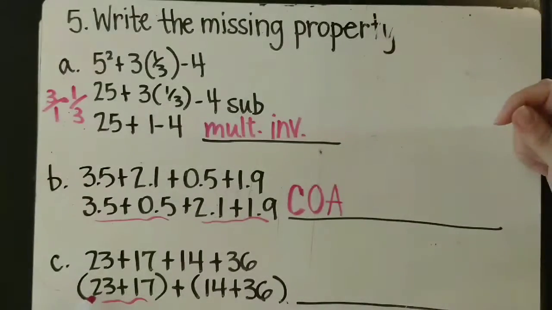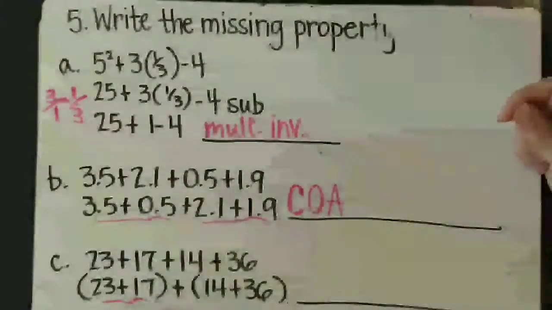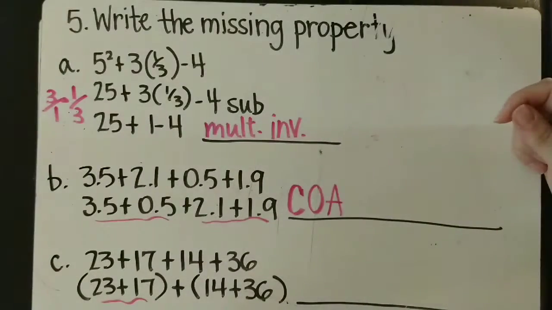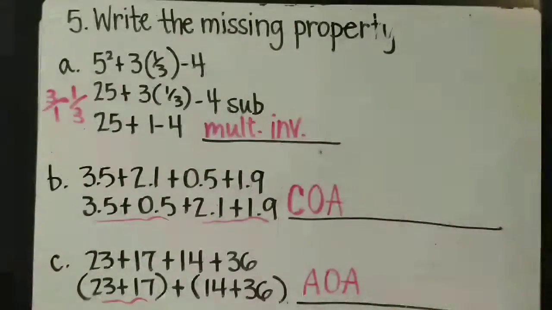So if you add 23 and 17 together, you would get 50. And if you added 14 and 36 together, you would get 50. So we're just showing this grouping here. So what property of addition shows the grouping symbols? This is called the associative property of addition, using the grouping symbols.